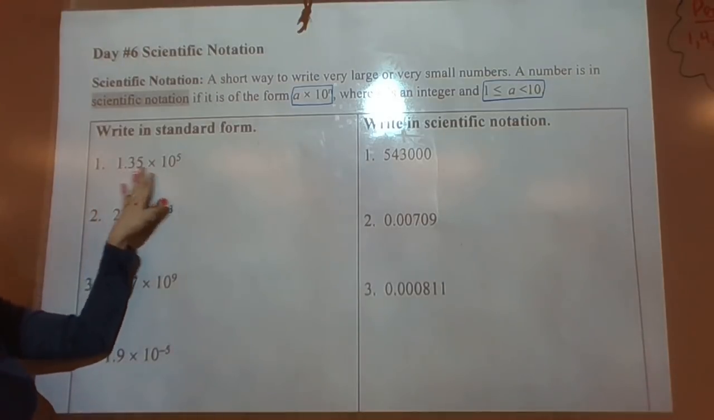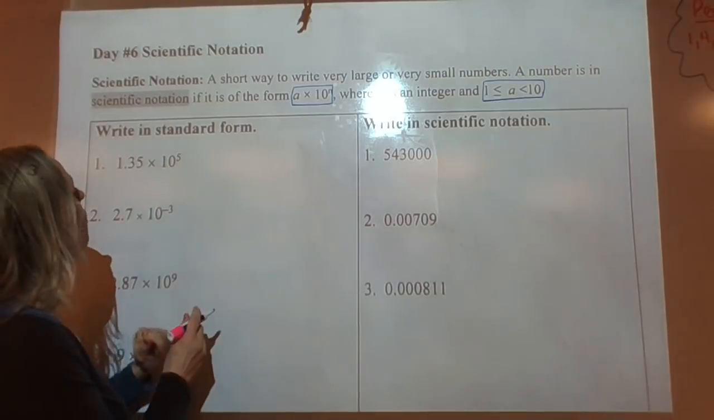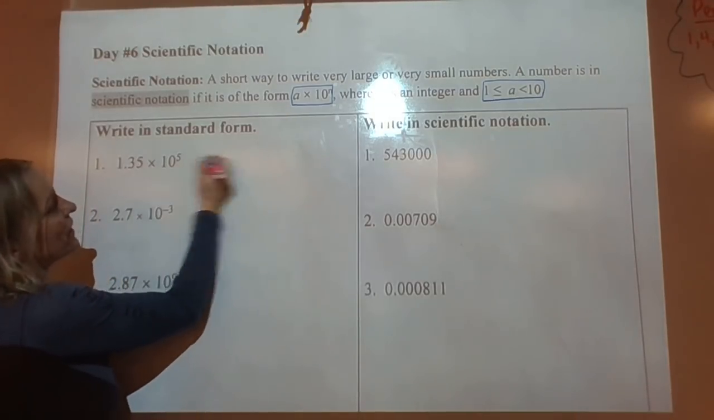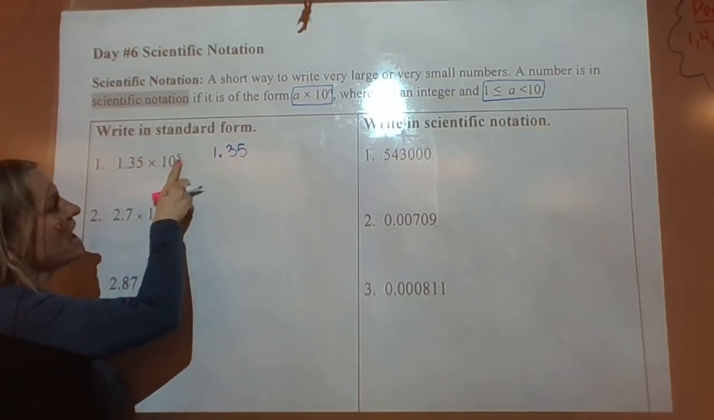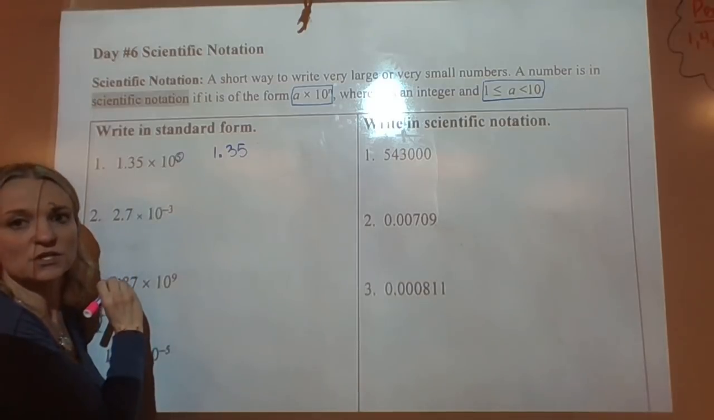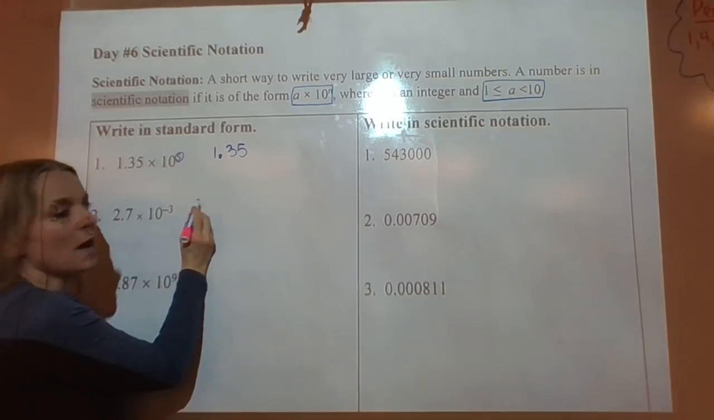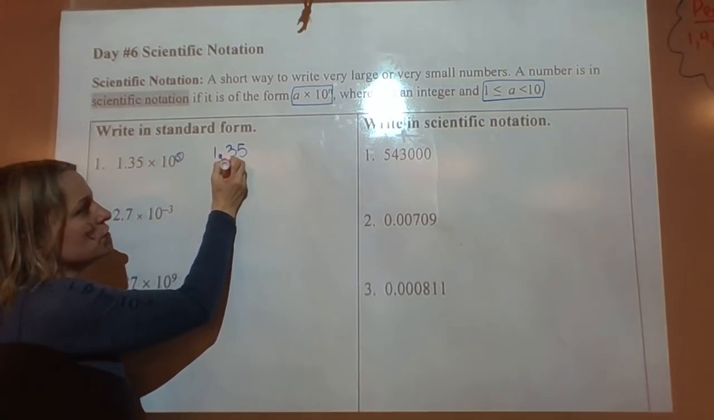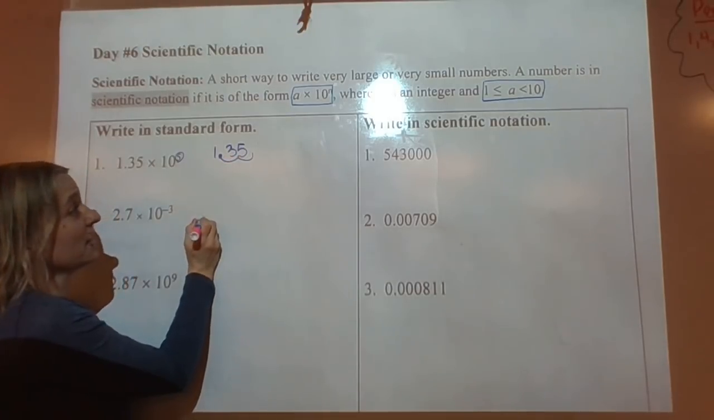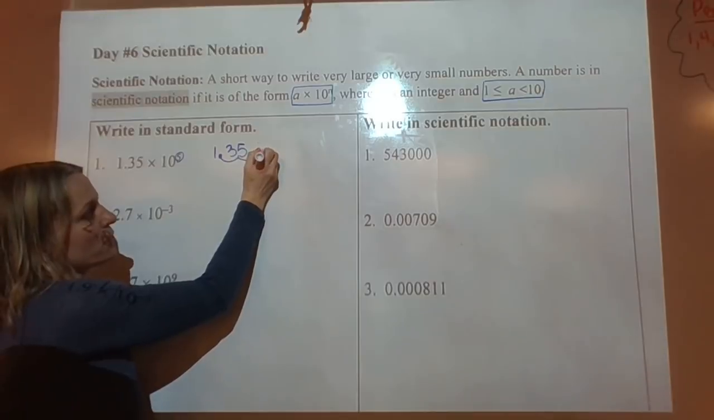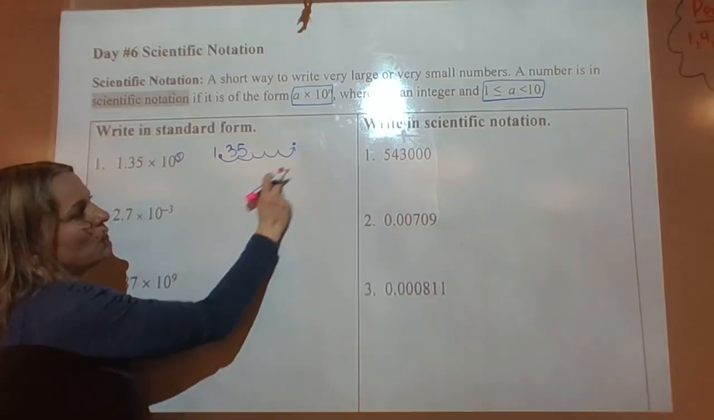Okay, so if I have the number 1.35 times 10 to the 5th power, and I want to write it in standard form, I start off by just rewriting the 1.35, okay, and then I'm multiplying by 10 5 times. So each time I multiply by 10, it moves my decimal over. So I'm going to take my decimal, which is right here, and move it over 5 times. So 1 puts it after the end of the 3, 2 puts it at the end of 5, and then I've got to keep going. So there's 1, 2, 3, 4, 5. So I'm moving my decimal from here over this way.